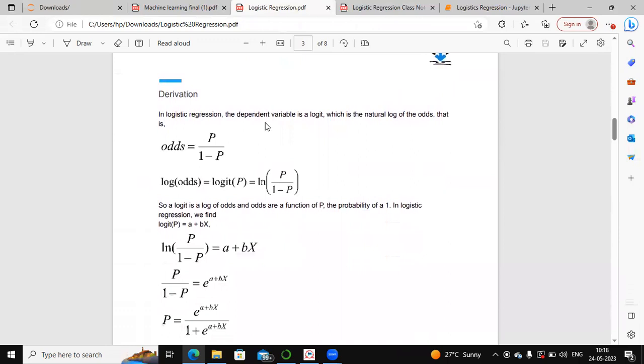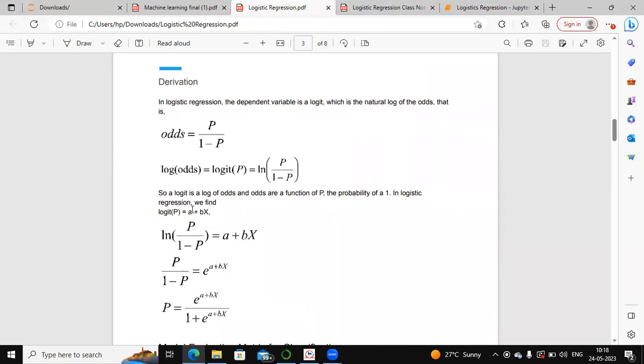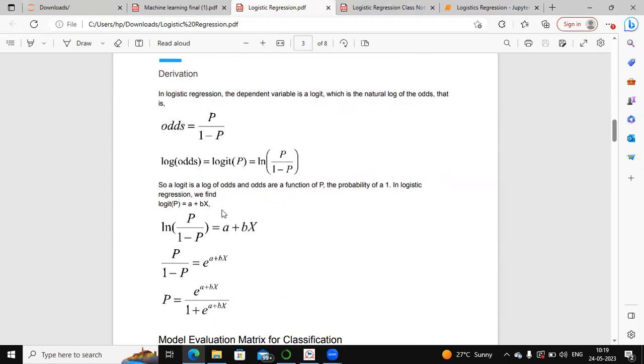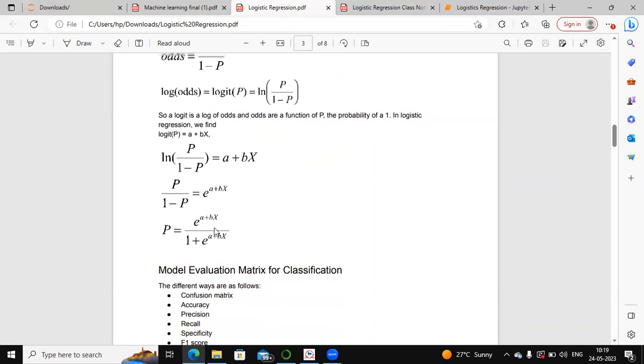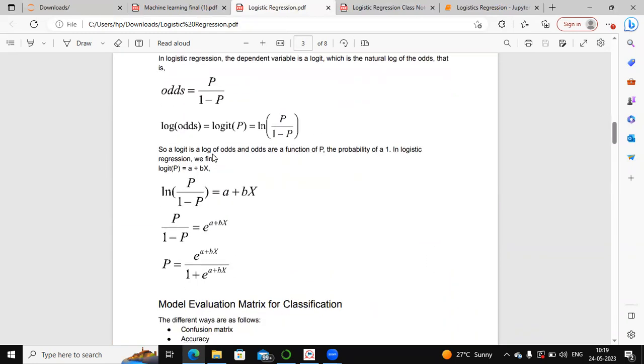Derivation: in logistic regression, the dependent variable is logit, which is the natural log of the odds. That is, the odds ratio is p by 1 minus p, and the natural log of odds is ln of p by 1 minus p. So a logit is a log of odds, and odds are a function of p, the probability of 1. In logistic regression, we find logit of p is equal to a plus bx. If you solve this equation, you will get the probability to be this value that we were actually finding out.